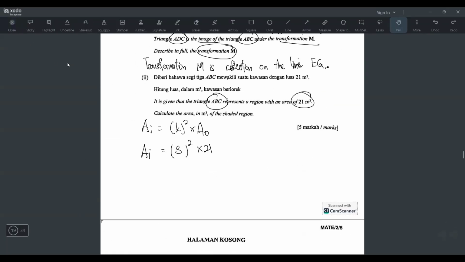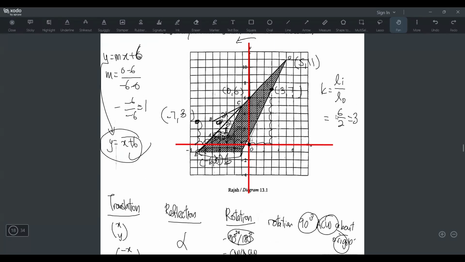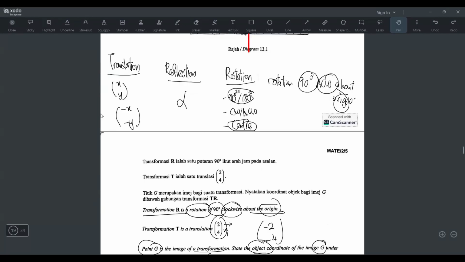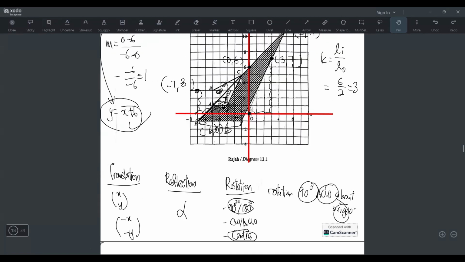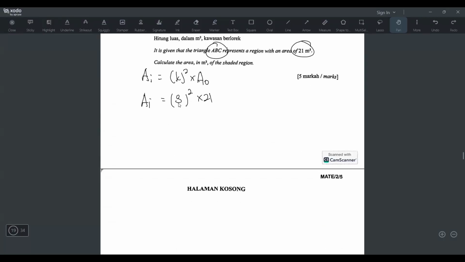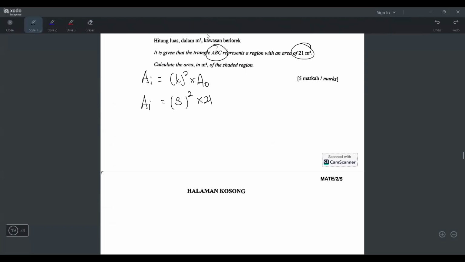Let me tell you something. You can also do 2 divided by 6, because in this question they never mention which is the image of enlargement. So the small one can be the image of enlargement also. But if you do 2 divided by 6, you'll get 1/3. Then your 21 has to be written as the area of image, because you made the small one the image. But if you want to do it like me, then 21 will be the object, and k will be 3.